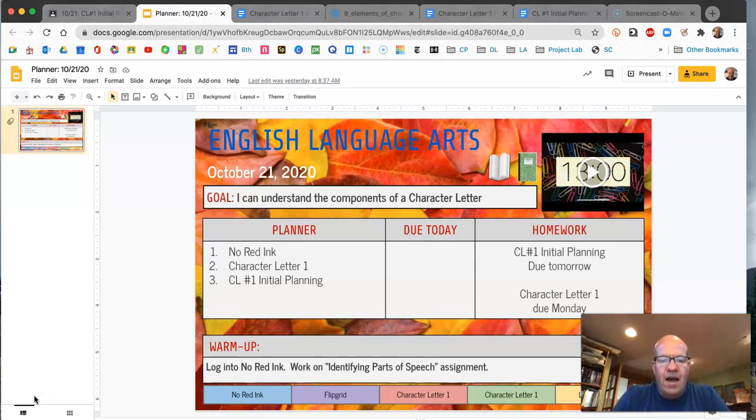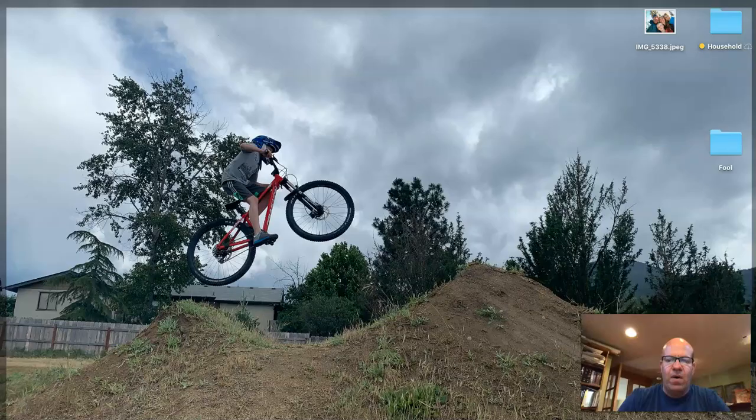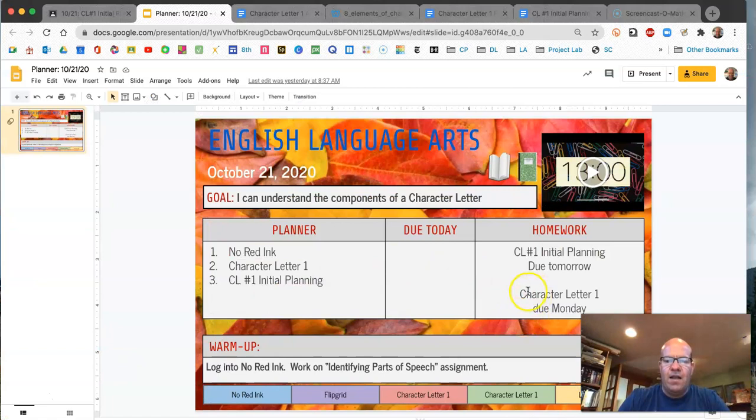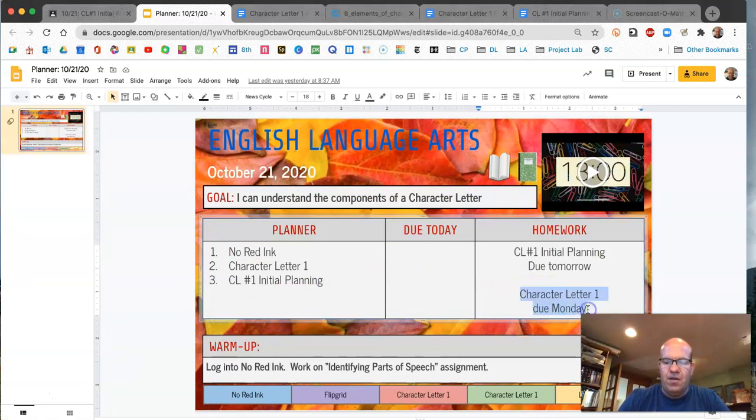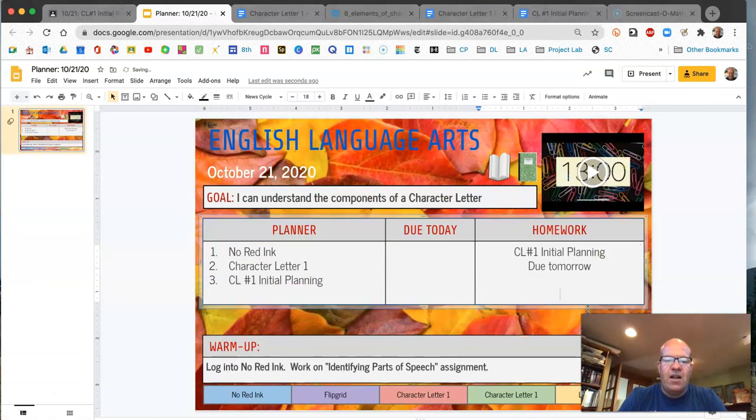All right. Second up on the docket, we have the beginnings of our character letter. The character letter is something that you will write based on the book that you are reading that addresses an element of character from pages R6 to R9 in your notebook.